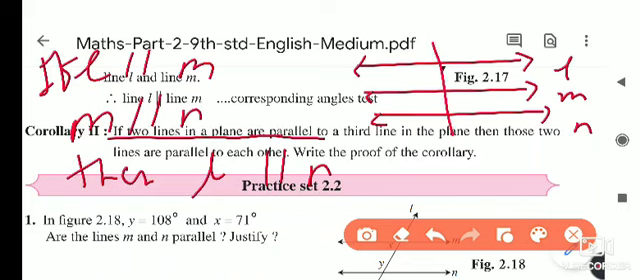For that also, if you draw the transversal here, perpendicular, then you will get the corresponding angles A, B, C. If they are perpendicular, angle A is equal to angle B is equal to angle C, and these are the pairs of corresponding angles made by the transversal on parallel lines. So the lines L, M, N are parallel to each other.